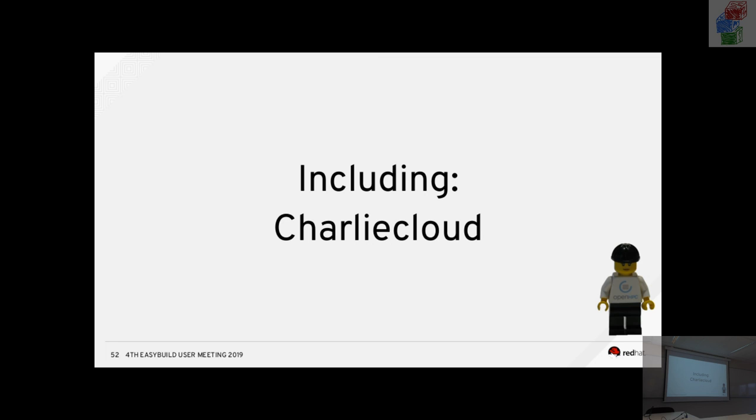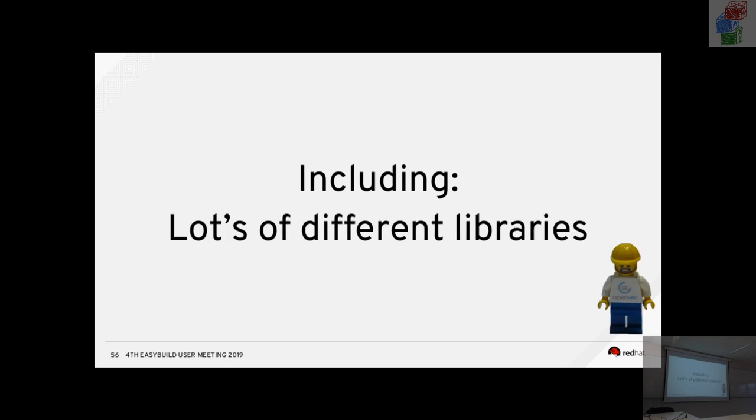We have a few container runtimes included, Charliecloud, Singularity, then there are file systems clients, the Lustre client and BeeGFS clients are part of it, and lots of the usual libraries which you see on an HPC system.